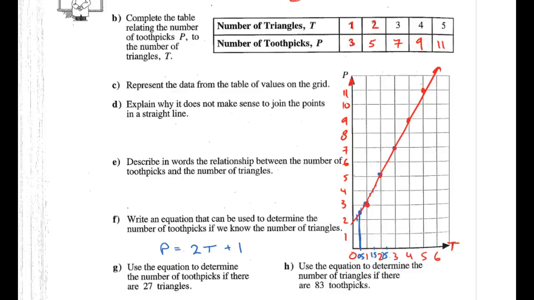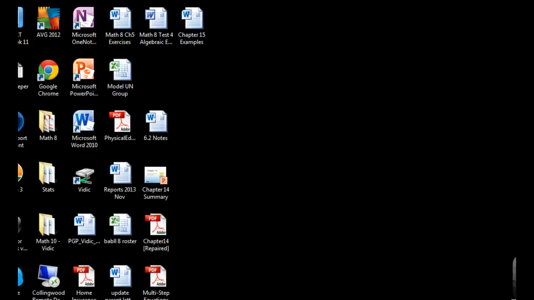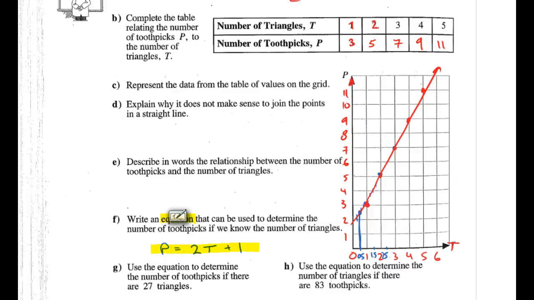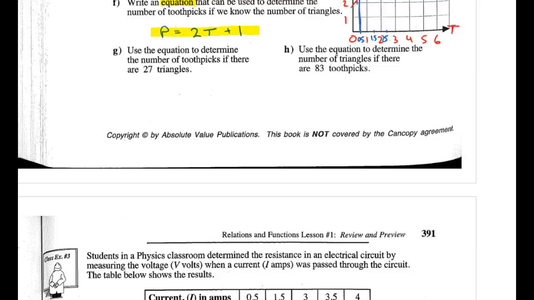This is the most important part of the question, because this formula, this equation allows us to predict any number of toothpicks or any number of triangles. For example, in G here, it says, use the equation to determine the number of toothpicks if there are 27 triangles. Well, if the toothpicks equals 2 times triangles plus 1, I'm just going to go 2 times 27 plus 1. Well, that's going to give me 55, I believe, if my math's correct.